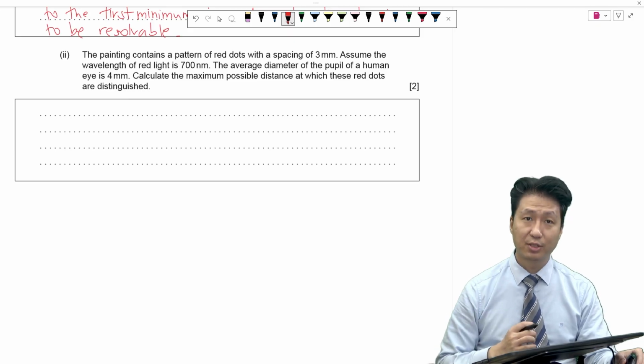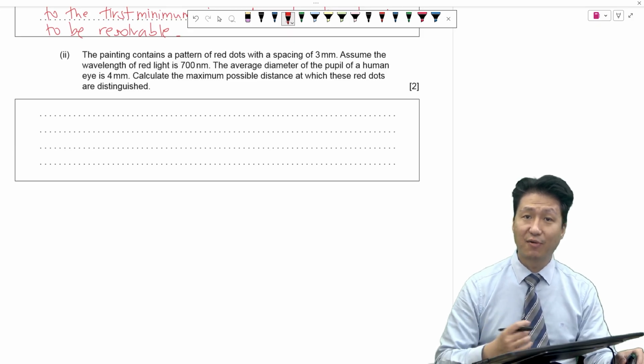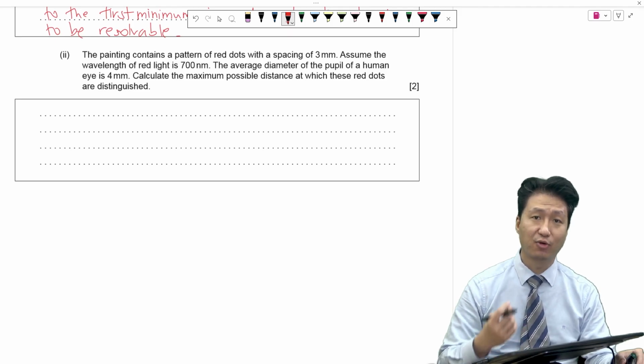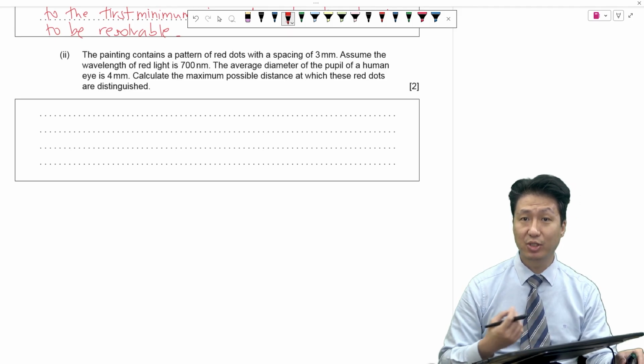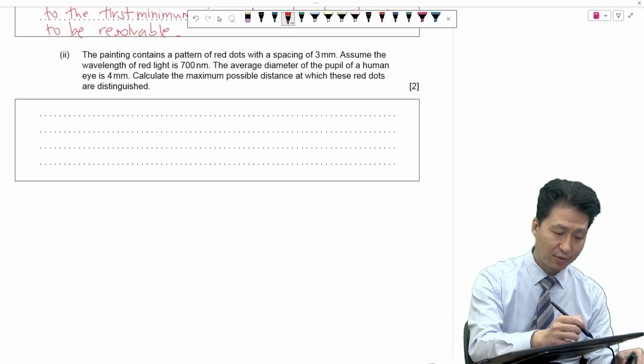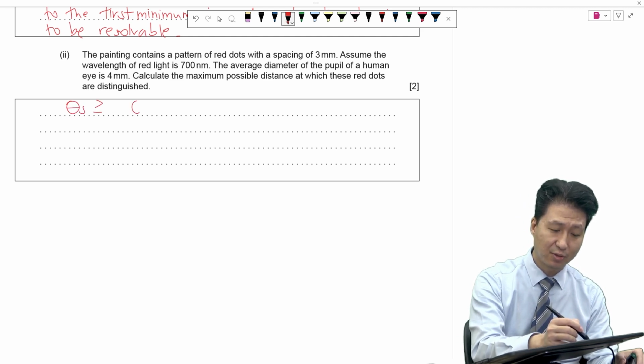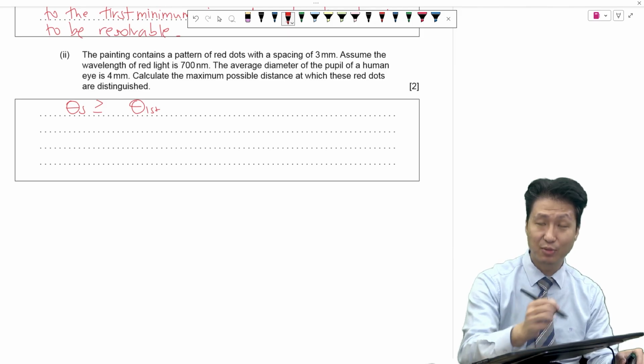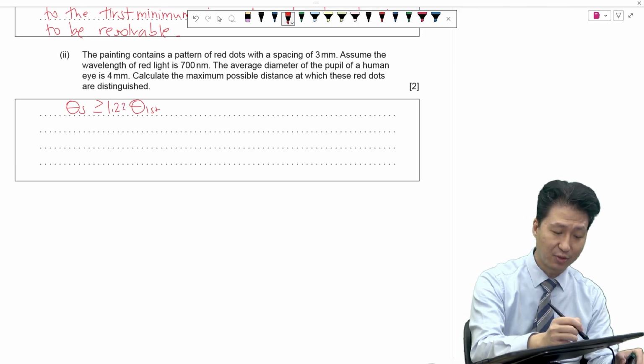For part 2 of this question, the painting contains a pattern of red dots with a spacing of 3 millimeters. Assume the wavelength of red light is 700 nanometers, and the average diameter of the pupil of a human eye is 4 millimeters. Calculate the maximum possible distance at which these red dots are distinguished. First of all, the angular separation has to be greater than or equal to the angle to the first minimum. This is the Rayleigh criterion. Now, it's not a slit, a pupil is circular, so we add the factor of 1.22 here.